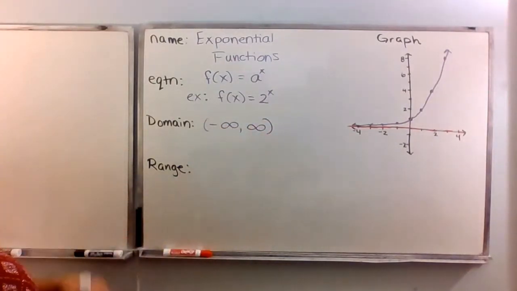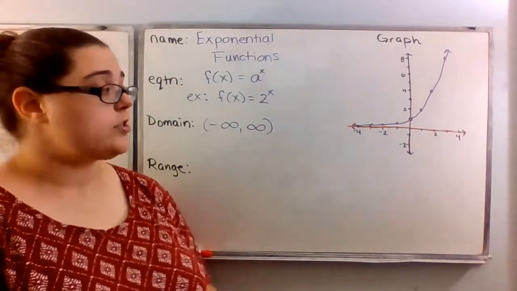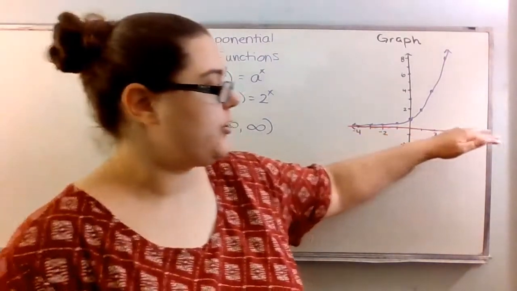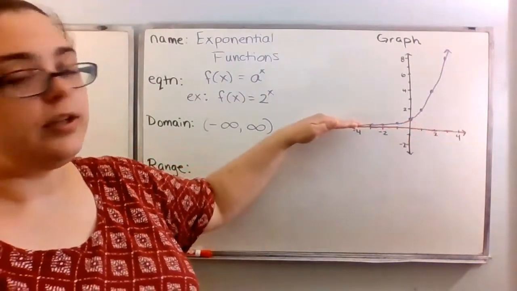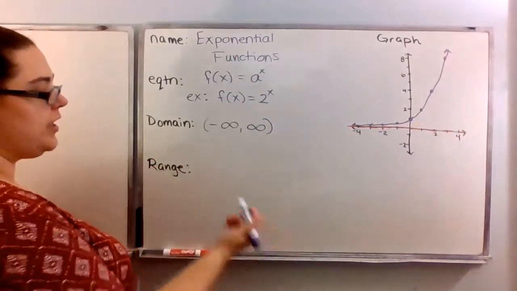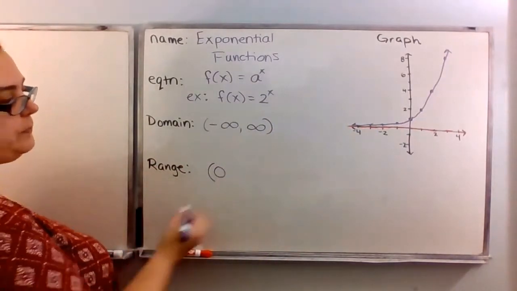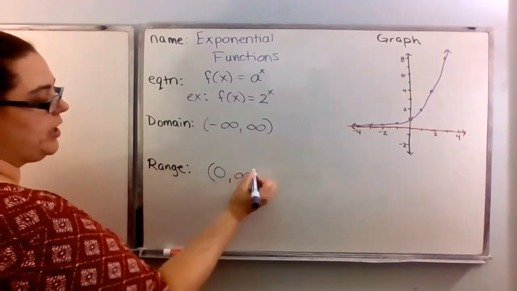For the range, 2 to any power is always going to be greater than 0. So we have this horizontal asymptote at 0 here. We approach 0 in terms of the y values, but we never reach it. So to indicate that we approach it but don't reach it, we're going to use an open parenthesis, and then we go off to positive infinity.